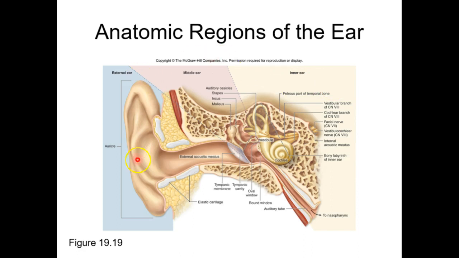So the external ear is going to include the auricle of the ear, which has a helix and antihelix, tragus that we don't have an image for. Don't worry about the tragus on your list. Everybody freaks out about the tragus.